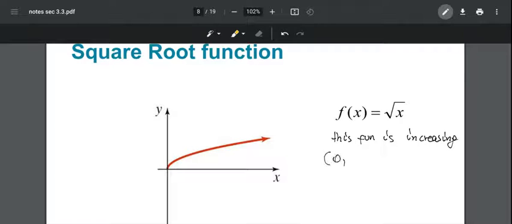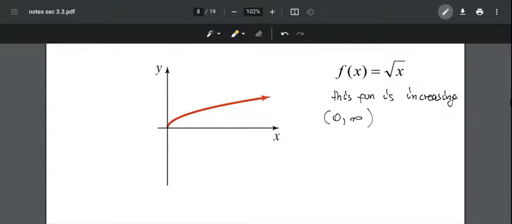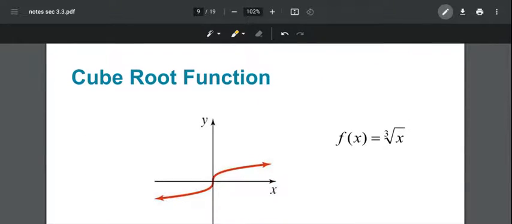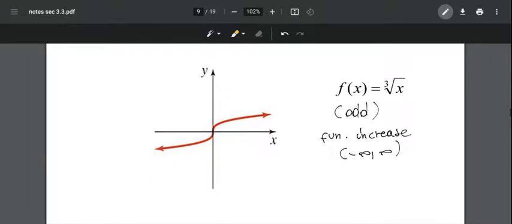It's increasing from 0 to positive infinity. Okay. So next function, cube root function, cube root of x. This function is also increasing, and this function is also odd. So it's an odd function, has that origin symmetry, and it's increasing. The function increases in the entire domain, which means from negative infinity to infinity. So this is the cube root function.